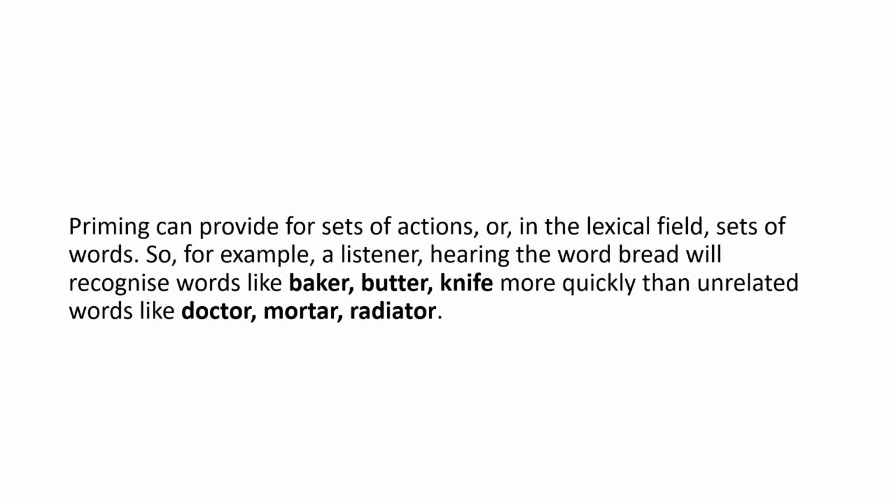So priming can provide sets of actions in the lexical field, sets of words. For example, see the word bread. When we hear this word bread, or we listen to or speak this word bread, a combination of two to three different words comes to our mind. Bread is related to baker, it's related to bakery, or it's related to butter, it's related to knife. Or we can add jam if you are using bread with jam. So these are the related words that will come to the minds of the hearer or speaker related to the word bread.